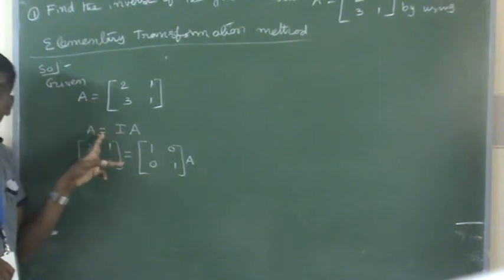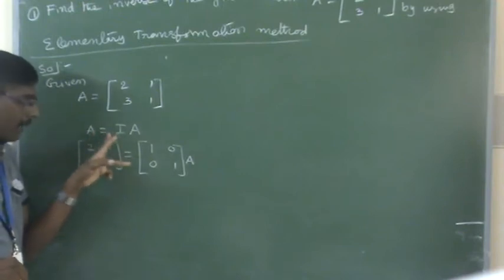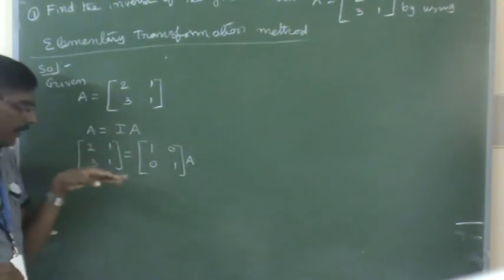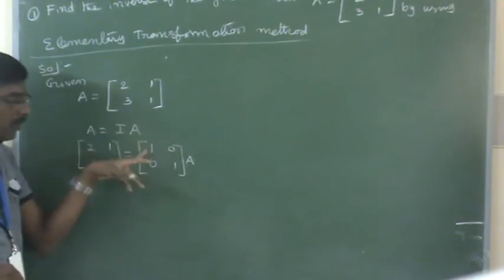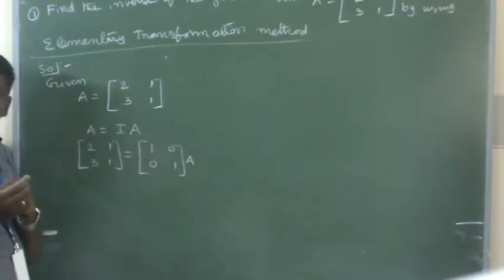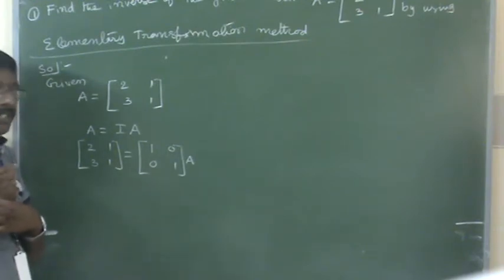This is the basic identity property of matrices. Matrix A can be written as identity into A. The given matrix A is [2, 1; 3, 1], the identity matrix is [1, 0; 0, 1], and we write capital A as it is. From this condition, now we are using row operations.